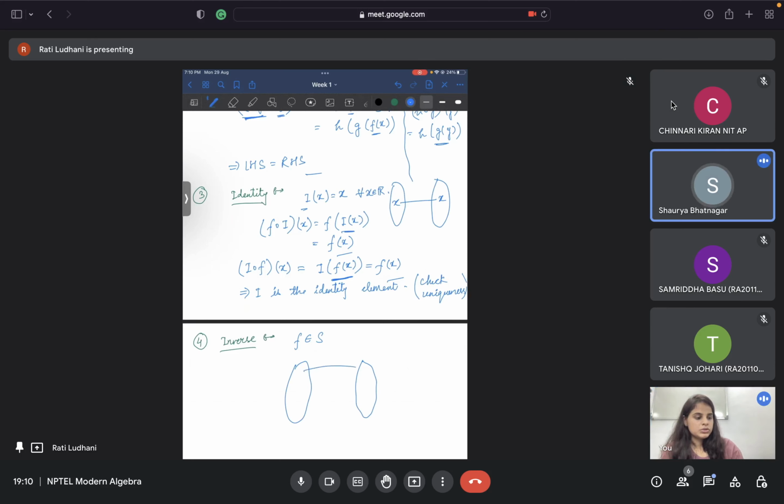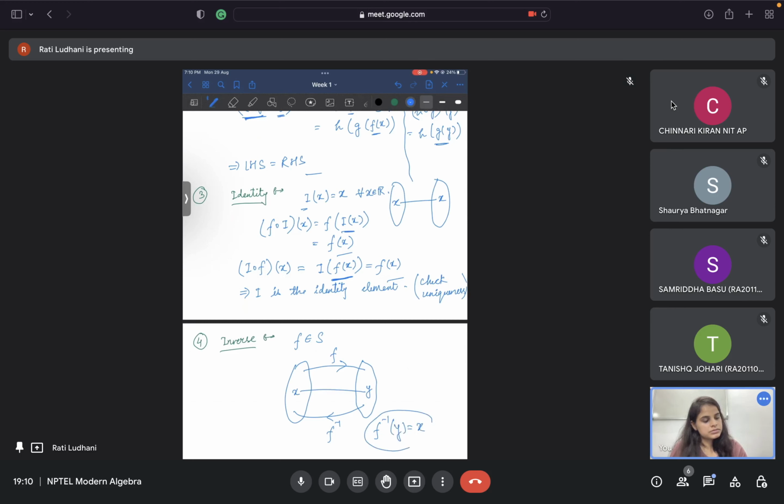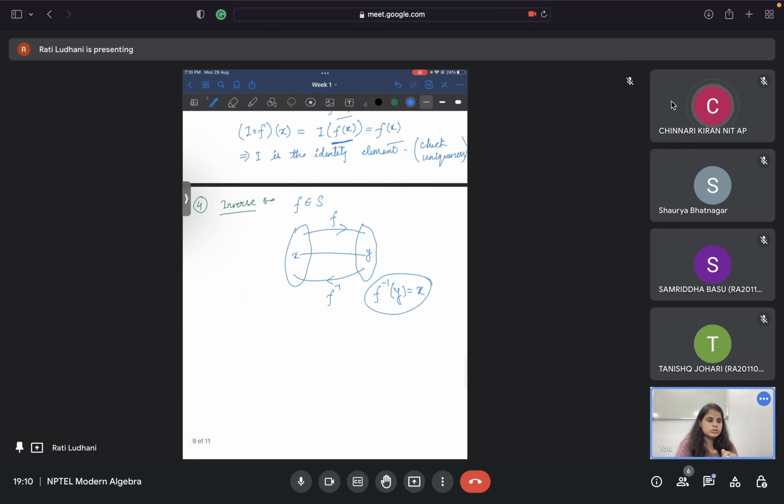So these are not inverse. Inverse means if you are going in this direction, f inverse is this. If you have any x mapping to y, then f inverse of y is x. So we are talking about compositions. Here, the inverse is not there for a many-one function. Which one? Many-one function.